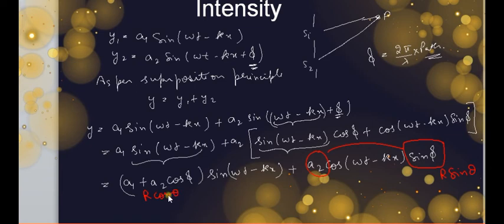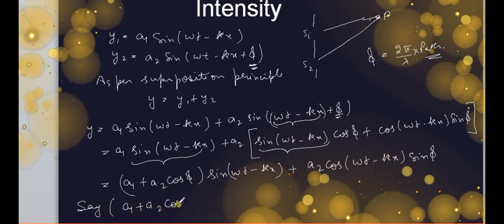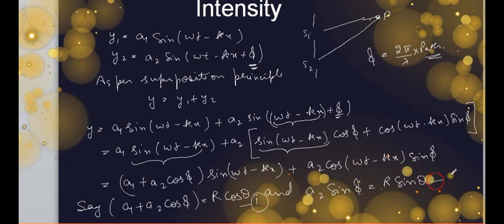Just see what happens. This a1 plus a2 cos phi is written as r cos theta and a2 sin phi is written as r sin theta. Let this be equation 1 and let this be equation 2. Now squaring and adding equations 1 and 2.